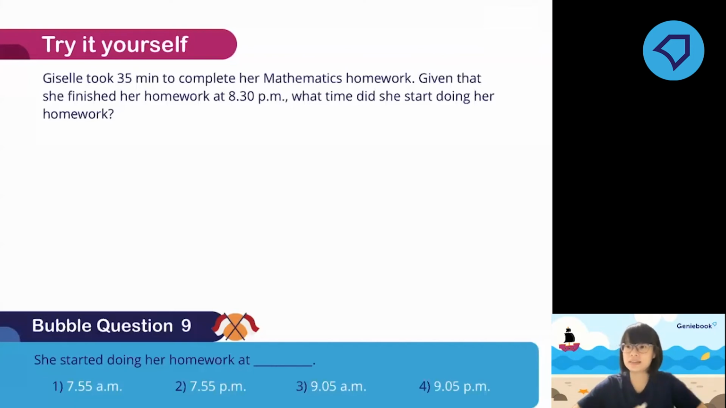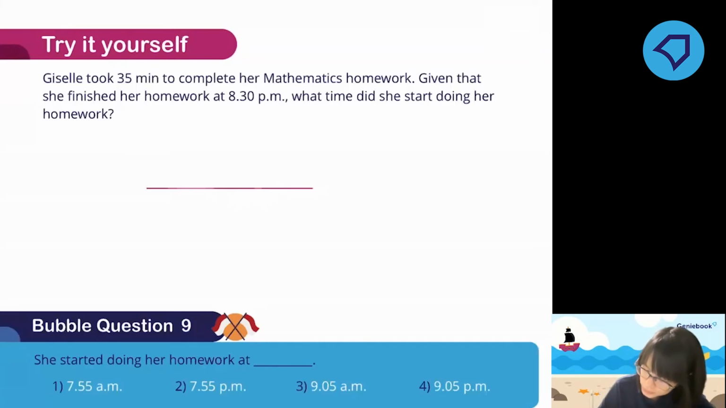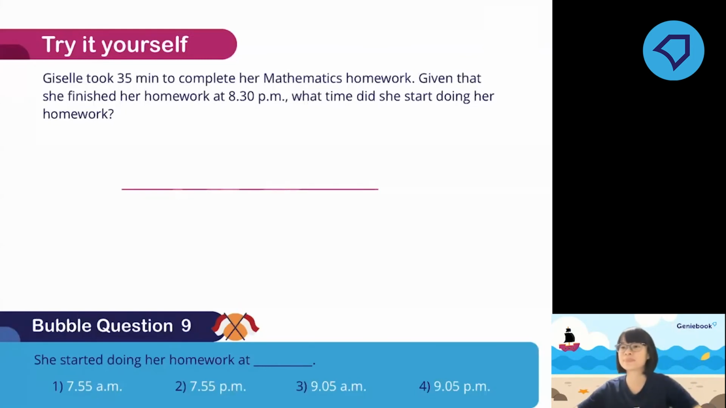20 more seconds. Okay, in the meantime, I'll just draw out the timeline over here. Maybe I'll draw it a bit longer. 5 more seconds. Ta-da. She ended at 8:30. And time's up. So let's take a look.